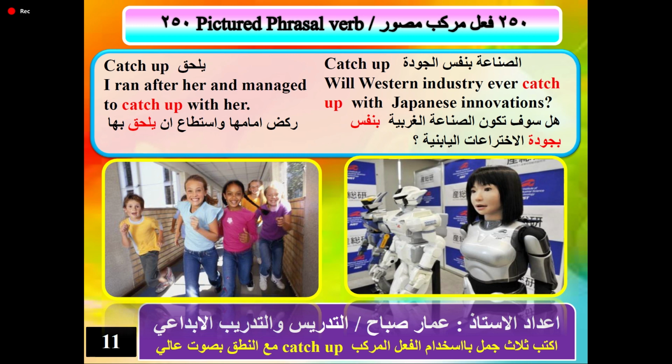Or the Iraqi industry doesn't catch up with the new innovations, مع الاختراعات الجديدة, or with the new developments, مع التطورات الجديدة. Catch up is understood through the text as a whole, you are going to see the whole sentence, to make a difference between these words. Read together: Will Western industry ever catch up with Japanese innovations?